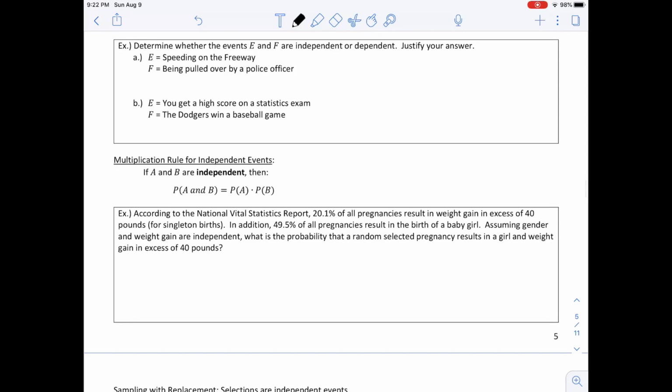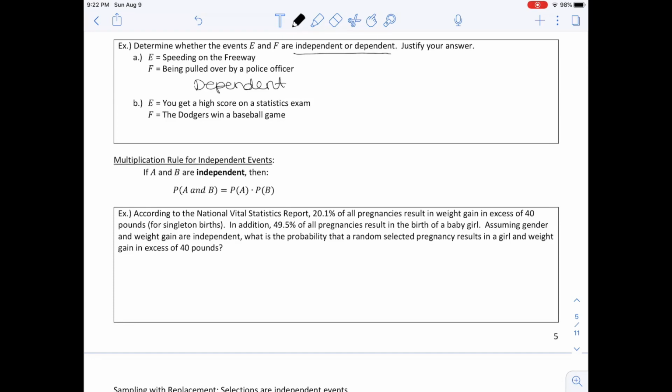So the next example that we have says determine whether events E and F are independent or dependent, and then justify your answer. So we'll briefly discuss that. So the first one we have is event E is speeding on the freeway, and event F is being pulled over by the police officer. So this is an example of dependent events.